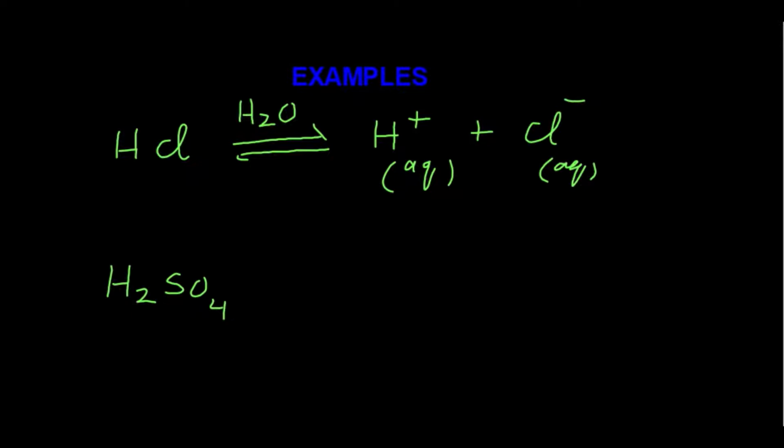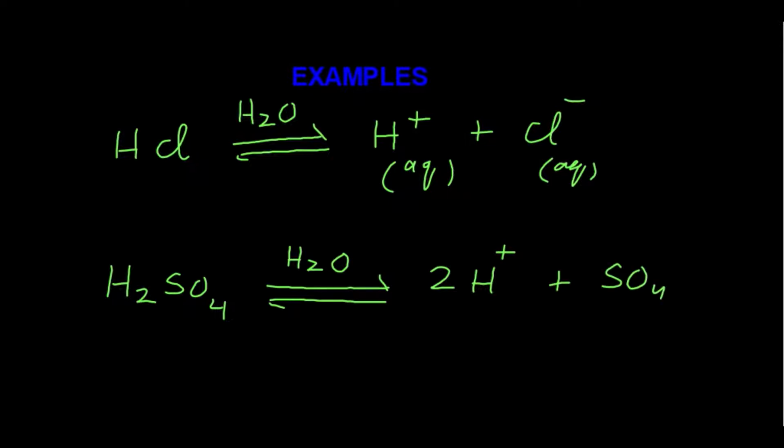H2SO4. If we dissolve sulfuric acid in water, students, then sulfuric acid ionizes to give 2 hydrogen ions, since there are 2 hydrogen atoms present in 1 molecule of sulfuric acid. So 1 molecule of sulfuric acid ionizes to give 2 moles of hydrogen ion, right students, plus 1 mole of sulfate ion. These ions are also in aqueous form, right students.